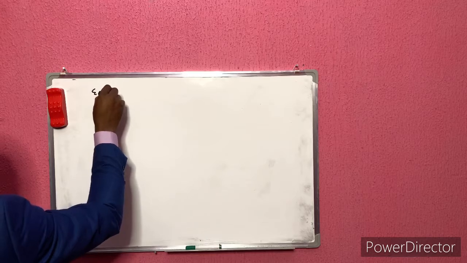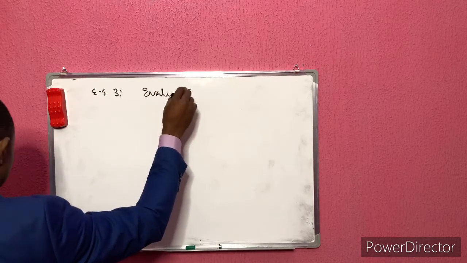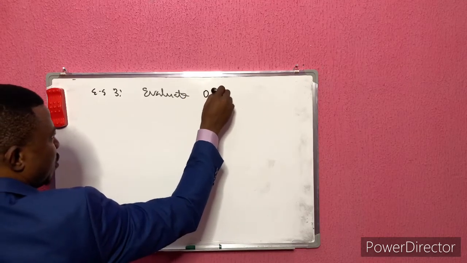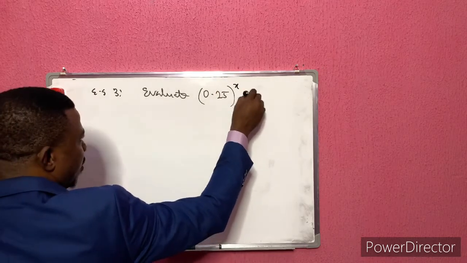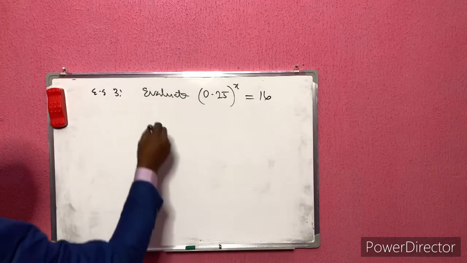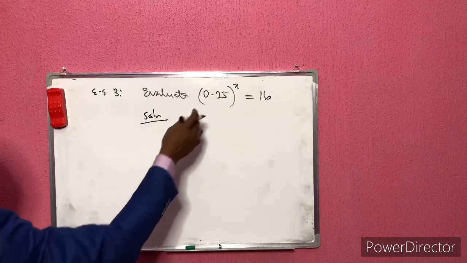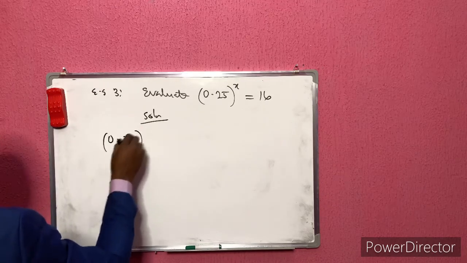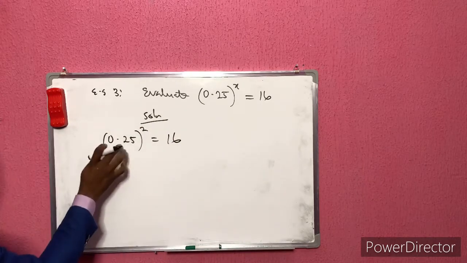Example 3. Evaluate (0.25) raised to the power x equals 16. This will give us 0.25 power x equals 16. What do we do?